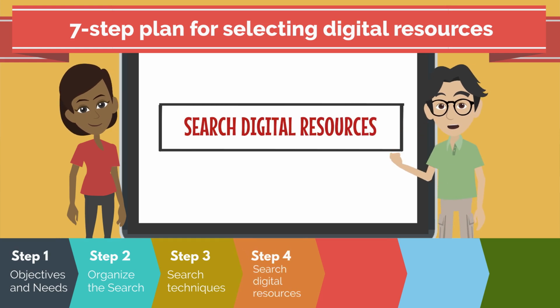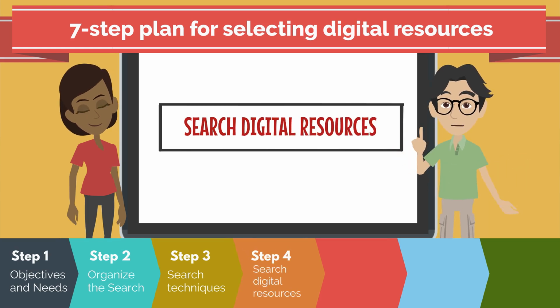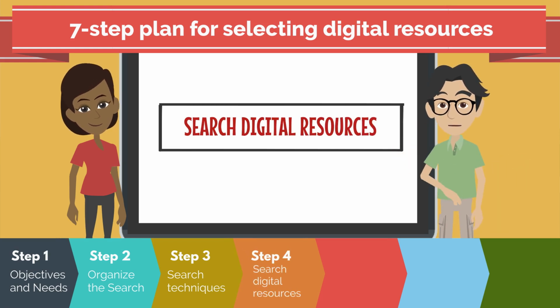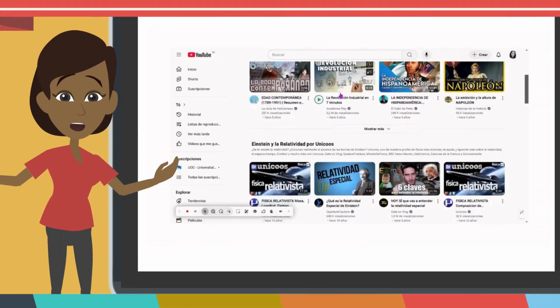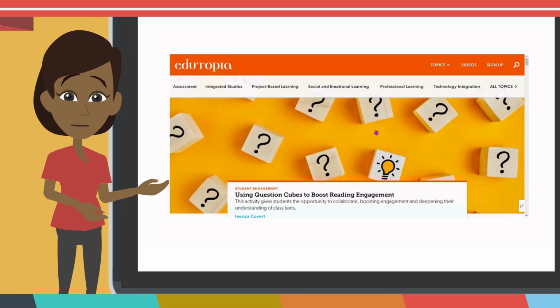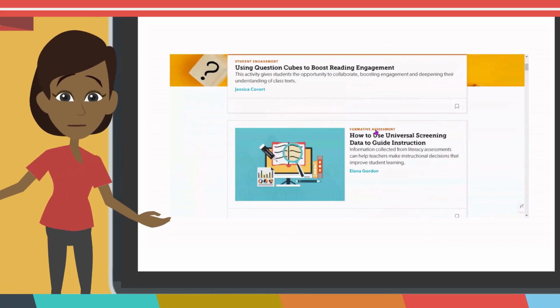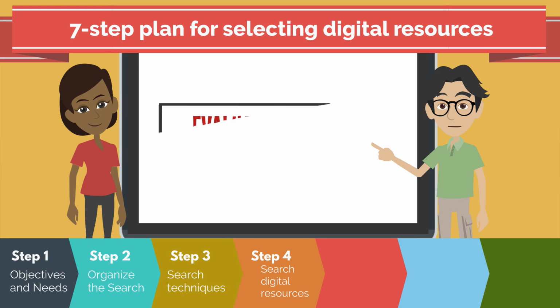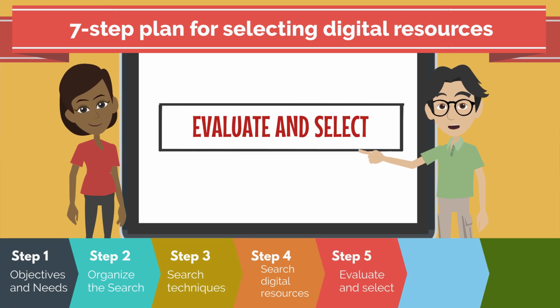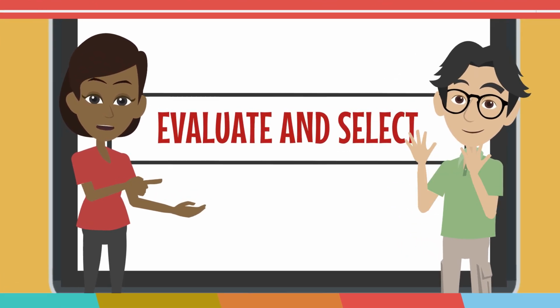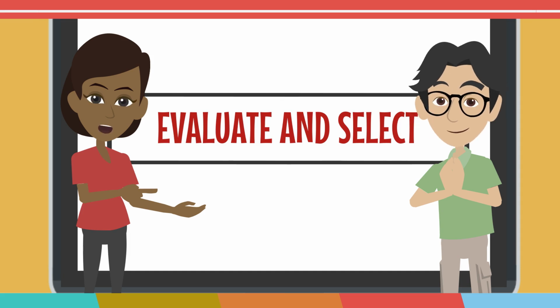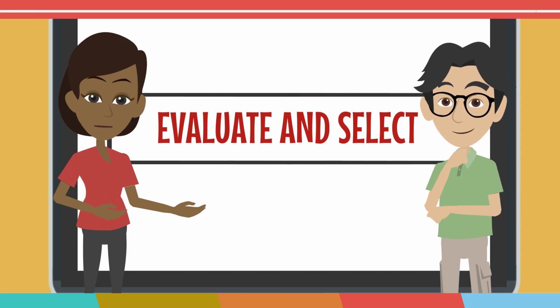Step 4. Search for digital resources. Where can we find good resources? Use sites like Unsplash for images and YouTube for educational videos. Also, platforms like Edutopia offer expert-reviewed materials. Step 5. Evaluate and select resources. How do we know if a resource is good? Review each resource to ensure it aligns with your learning objectives. If it doesn't fit, ask yourself if you can adapt it.